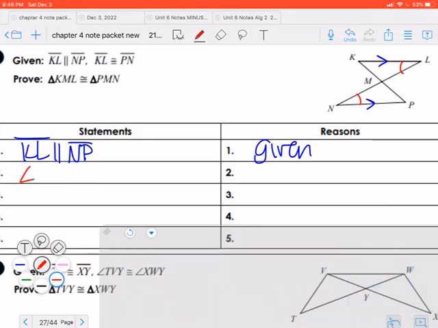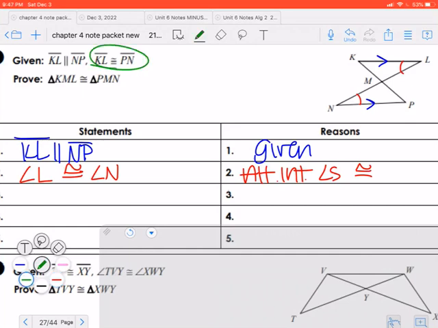Angle L is congruent to angle N, and I don't need to use the three letters because there's just one angle coming off of that vertex. Alternate interior angles are congruent. All right, so we have just one pair of congruent angles.